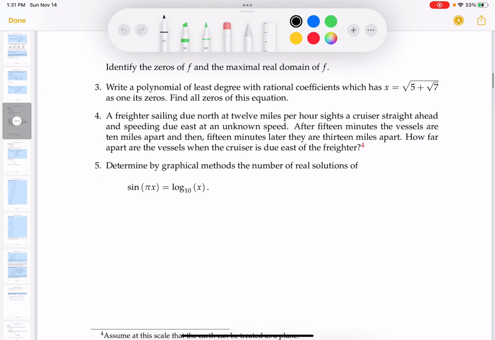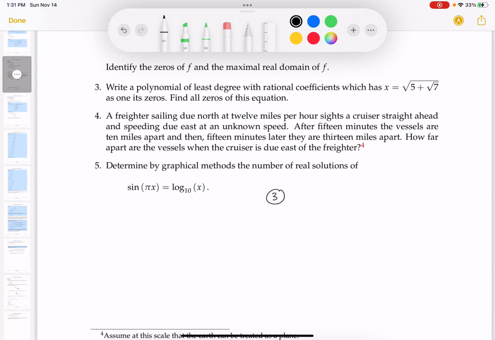All right. So number three would say: write a polynomial of least degree with rational coefficients which has x equals the root of the quantity 5 plus root 7 as one of its zeros. Let me write this down then. So x is one of its zeros, so it means x equals root 5 plus root 7. Well, what I'm going to do is, if it's a root, I want to get rid of the radical, and I'm going to square both sides.